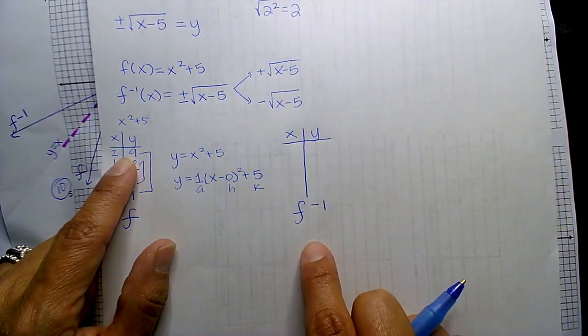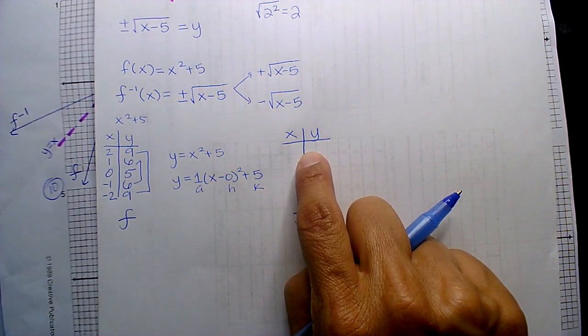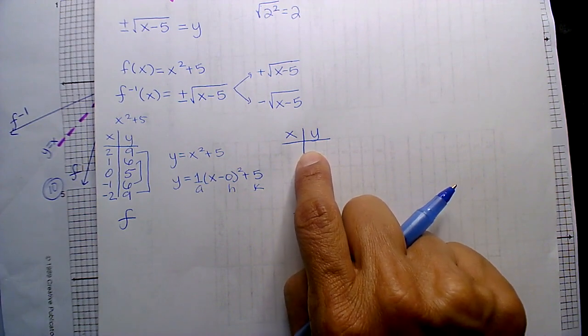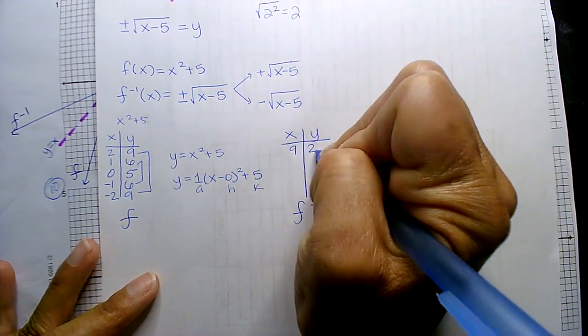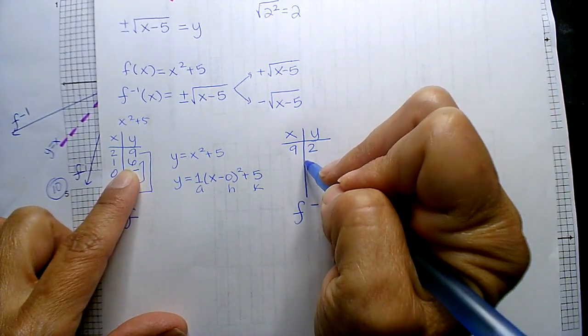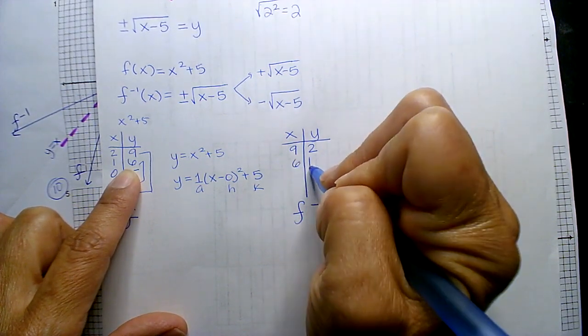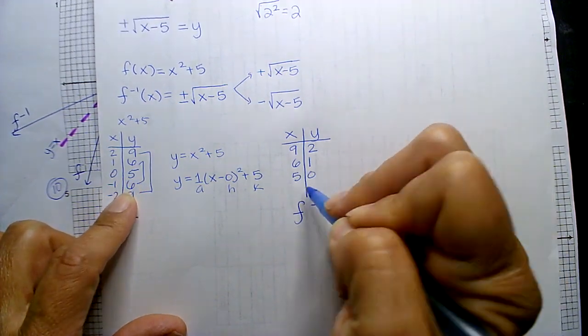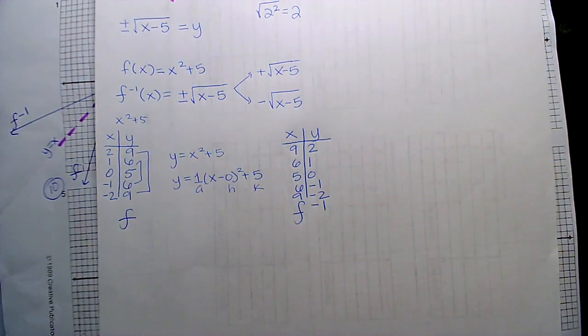What's the point on the inverse function? Okay, (9, 2). And then this one is what? Yeah. So (6, 1), (5, 0), (6, -1), (9, -2).